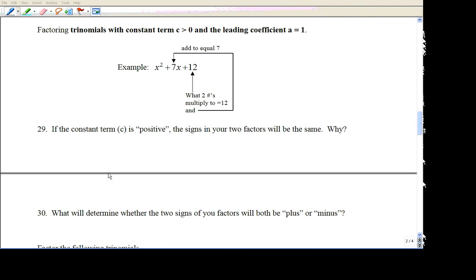And on number 30 here, it says, what will determine whether the 2 signs of your factors will be plus or minus? Well, it's the middle term. If c is positive and b is negative, both are going to be minus. If c is positive and b is positive, both factors will be plus.